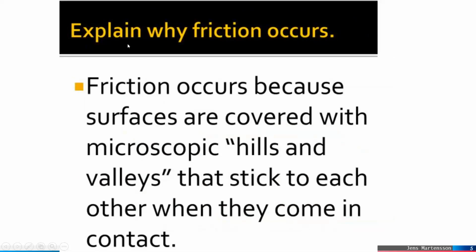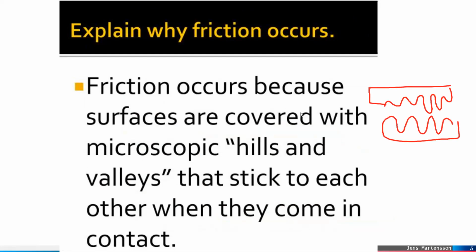So why does the friction occur? The friction occurs because the surfaces are covered by microscopic hills and valleys. As an example, this is the surface. This surface is covered with valleys and hills. This is the first surface. Another surface is also covered with valleys and hills. Now, between these two surfaces, since they are covered with microscopic hills and valleys, when they contact each other, they make a friction.